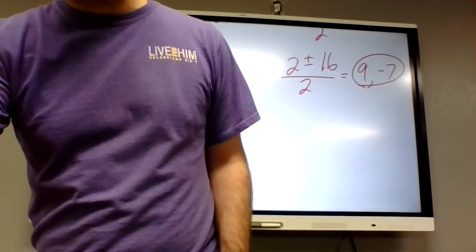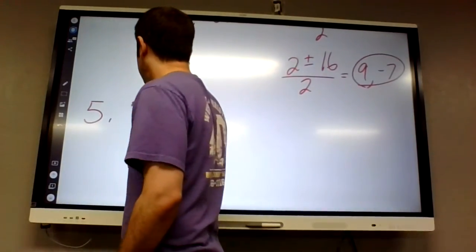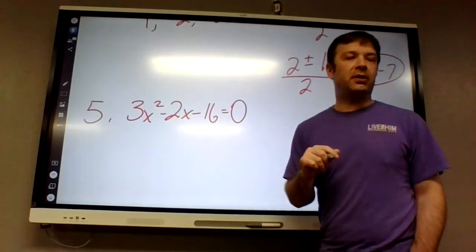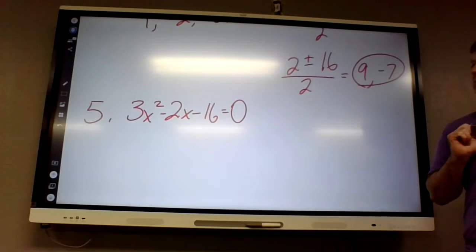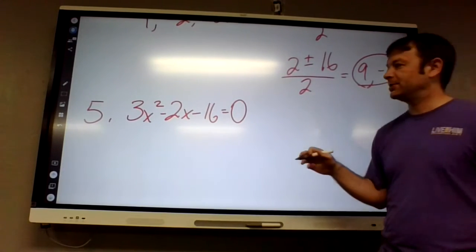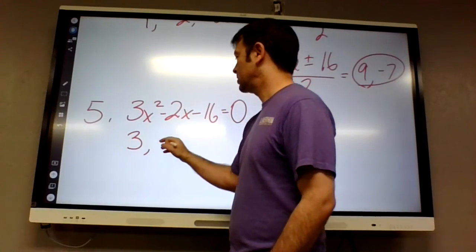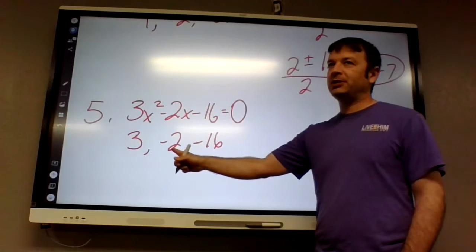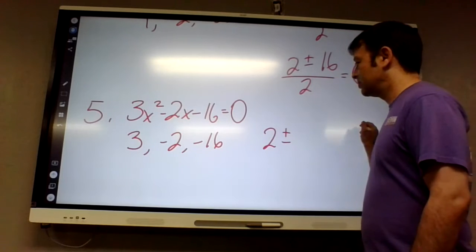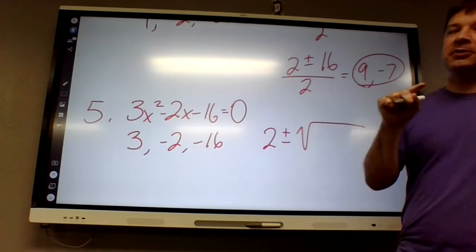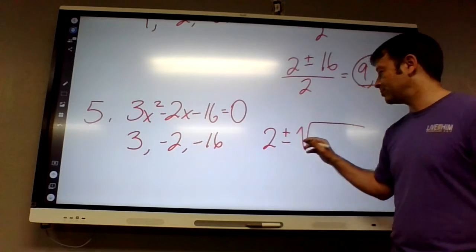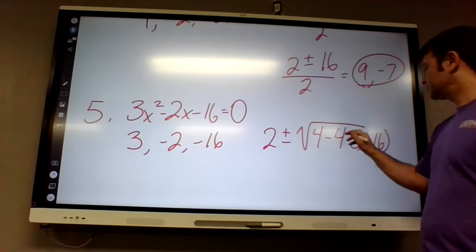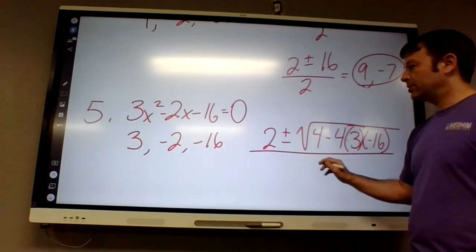Okay, number 5. 3x squared minus 2x minus 16. What's my A, B, and C? 3, negative 2, negative 16. So negative B is actually going to be positive 2 again. B squared is going to be positive, negative 2 squared is positive 4 again. Minus 4 times A times C, all over 2A.